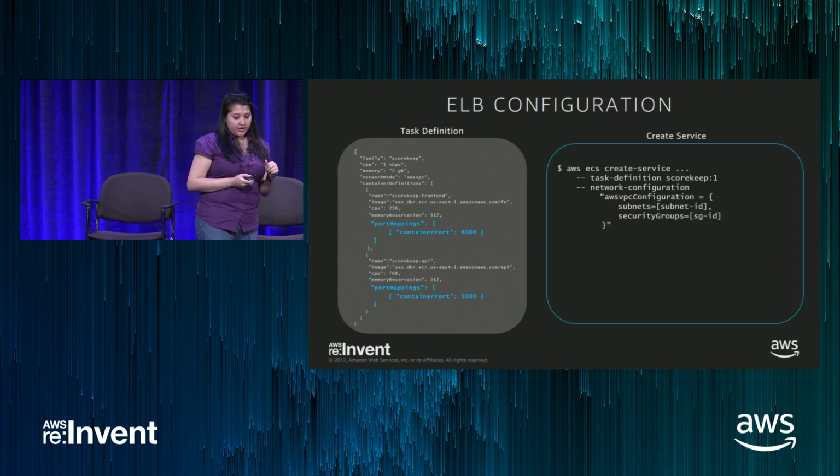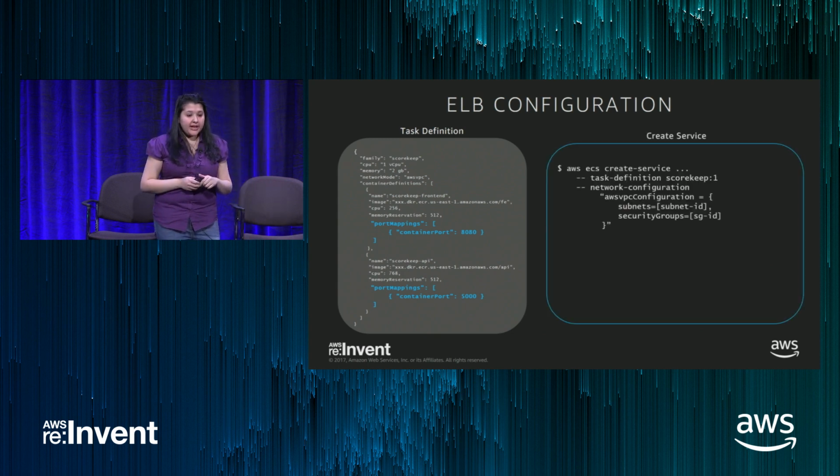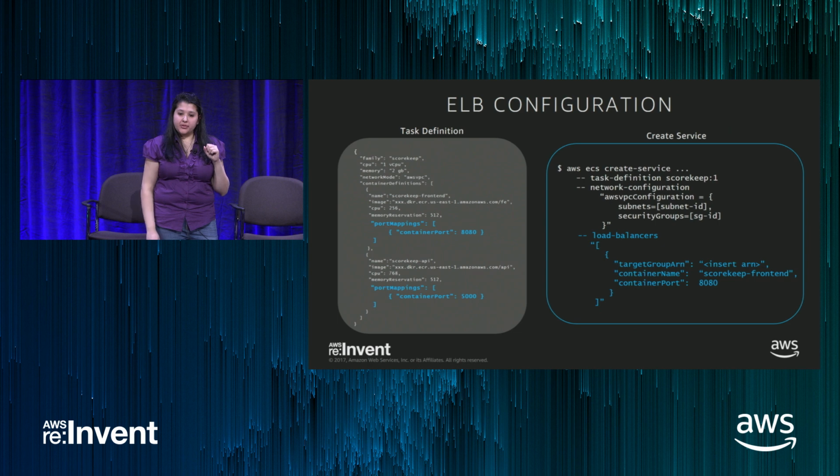And now this is the create service API call, which is similar to the run task API call that we've been seeing. It takes a task definition, takes the same network configuration parameter, and it also takes a load balancers parameter, where you give us an ARN to the target group that you've created with ELB, and you tell us which container amongst all the containers in your task definition do you want us to register into the load balancer, and what port is it listening on. So in this case, we're going to register our front-end container in our task definition into our ALB.